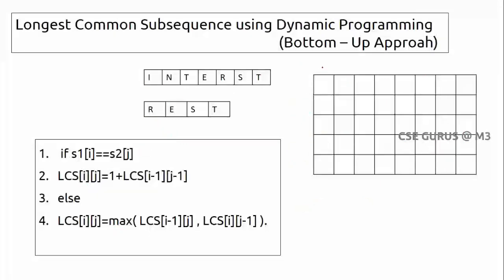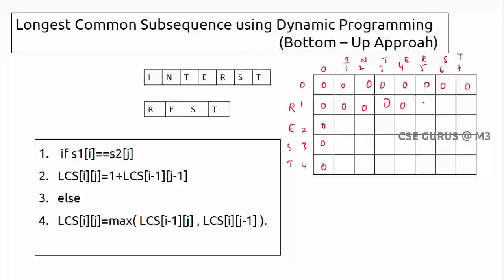Same thing, I'll take 0 1 2 3. I have taken the values with zeros, and I told you why to take these zeros. Then we have to start here, R and I. Not same, so maximum of these two: 0, R and N, 0, R and T, 0, R and E, of course 0. Now R and R matching, so take the diagonal, 1 plus 0, which is 1.